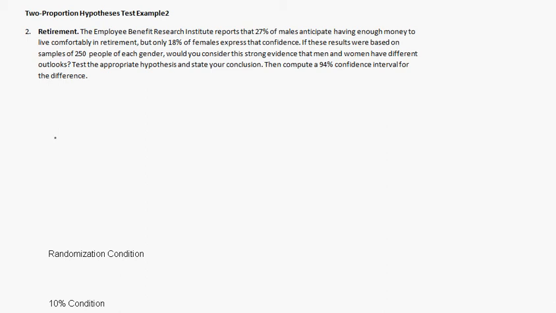This is an example of a two-proportion hypotheses test. If there's time, we'll do a confidence interval. So let's look at the problem.